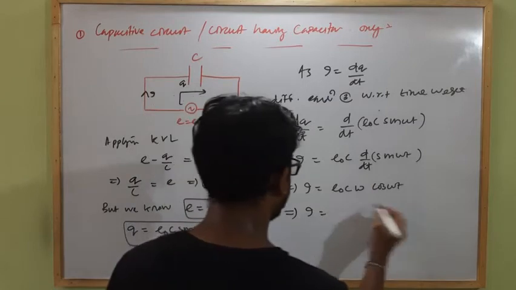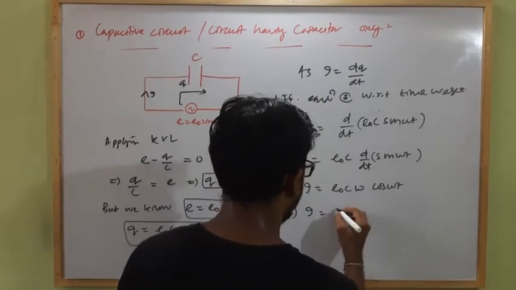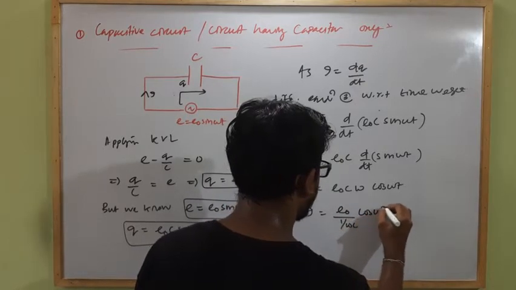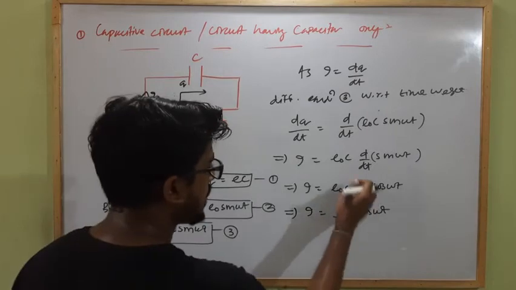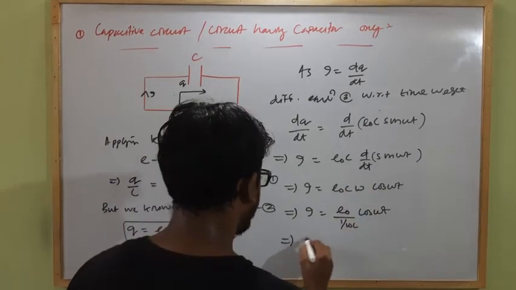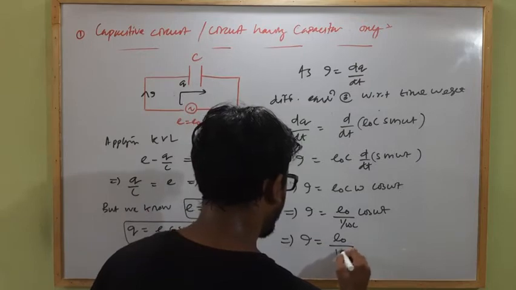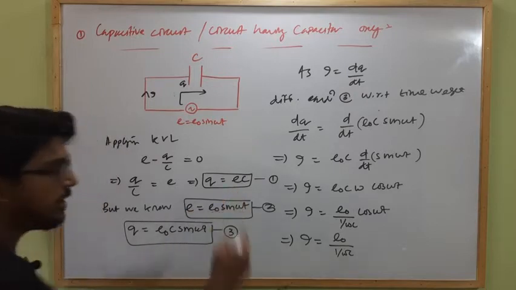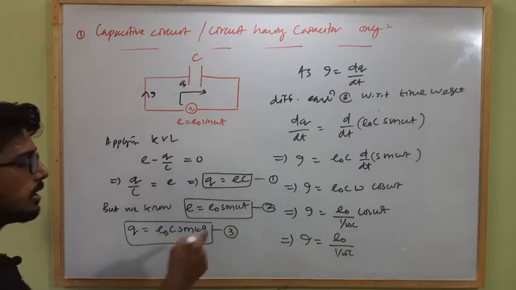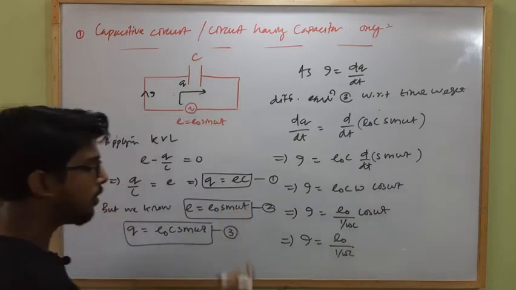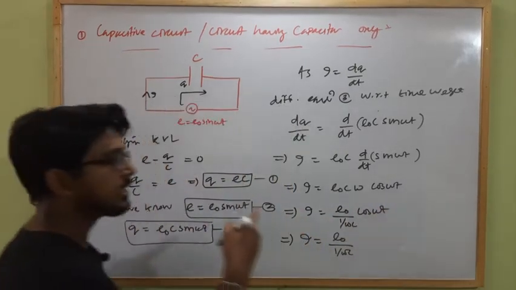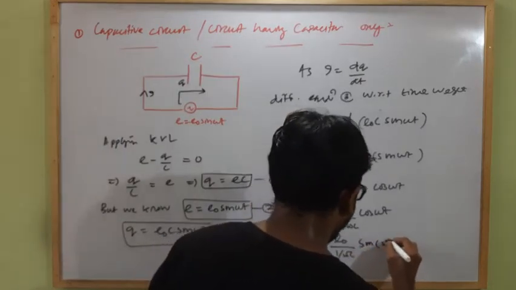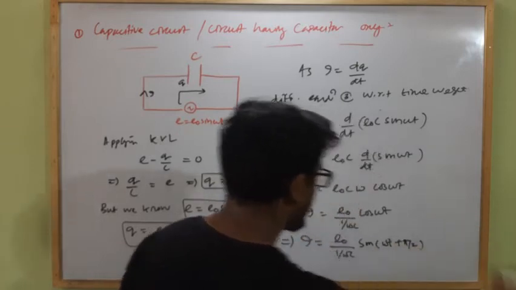It can be written as I equal to E naught divided by 1 by omega C, into cos omega t, since omega C can be written as 1 by (1 by omega C). Here the E is in the form of sin omega t, so if we want to compare the phase, we have to write this term in sin form. So cos omega t, or cos theta, can be written as sin of 90 plus theta, so sin of omega t plus pi by 2.